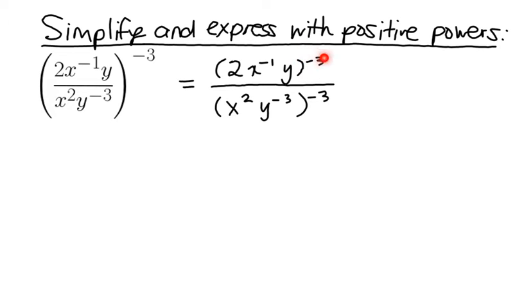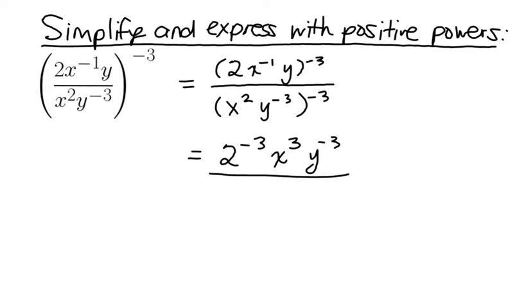From here, we can distribute our -3 into the brackets because all of our terms are separated by a multiplication sign. So in the numerator, we would get something like 2 to the -3 times x to the -1 times -3 and y to the power of -3. Doing the same distribution process in the denominator, we're going to get x to the 2 times -3 and y to the -3 times -3.